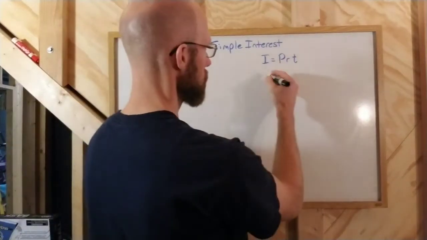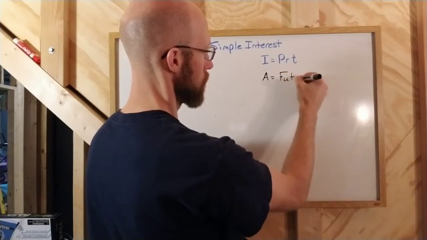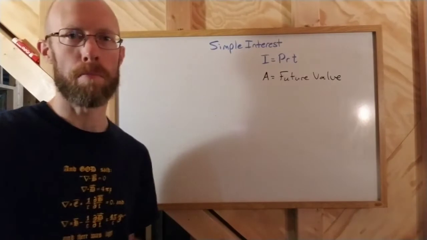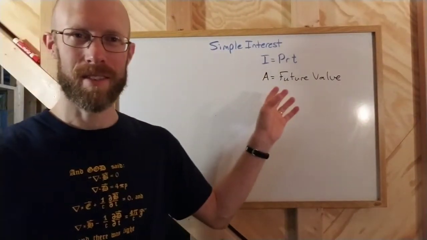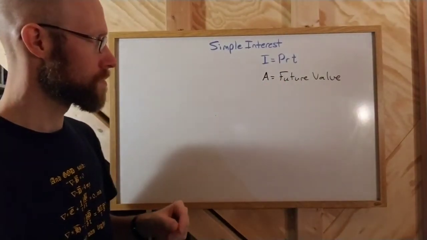Well, we're going to define a new variable. The variable is going to be A. That's going to be our future value. And I think we use the letter A for amount, but I don't know that for a fact. That's what I always think of when I see the letter A. So A is the future value.